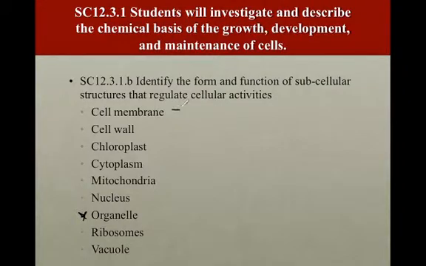So cell membranes are in what kind of organism? Animal and plants. Right? There's a cell membrane in animal and plant cells. Cell wall is in what kind of organism? Only the plants. Makes it more rigid.